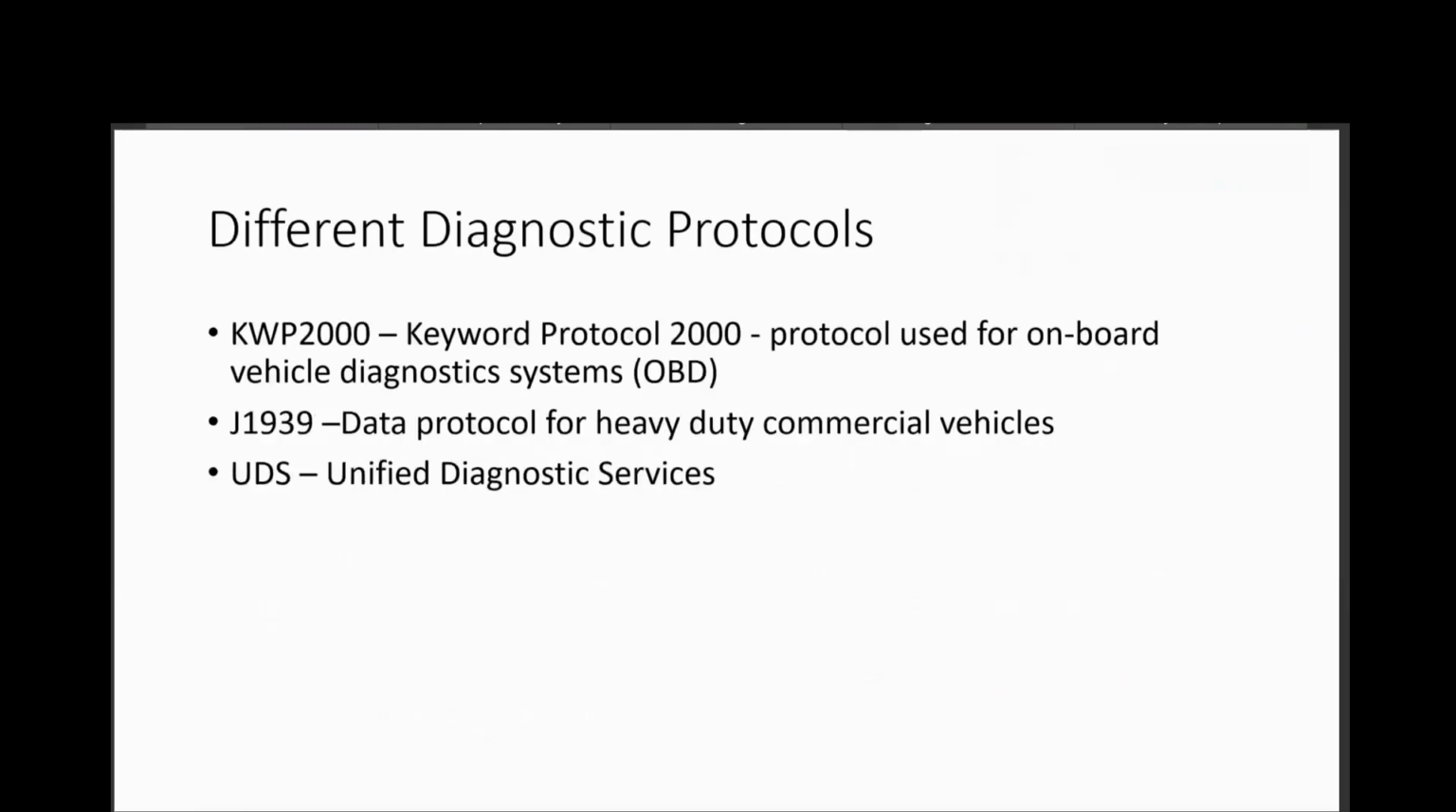There are different diagnostic protocols available, not only UDS. Let's see what KWP 2000 is. This is used for onboard diagnostics, that is OBD. This is mainly used for self-diagnostics and self-reporting capabilities. The next one is J1939. This is used for heavy-duty commercial vehicles. And the next is our UDS. It can be used for all vehicles, and the most important point is that nowadays most vehicles use UDS. It is also the latest one compared to the remaining two.